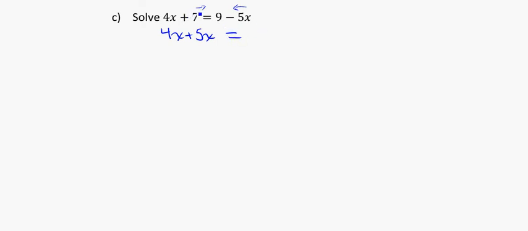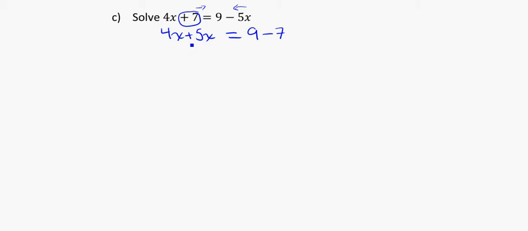And if I look at this positive 7, I can think about what's the opposite of plussing 7, and that is in fact taking away 7. So I'm going to have 9 minus 7 on the right-hand side of the equation. And now I need to combine like terms to simplify.